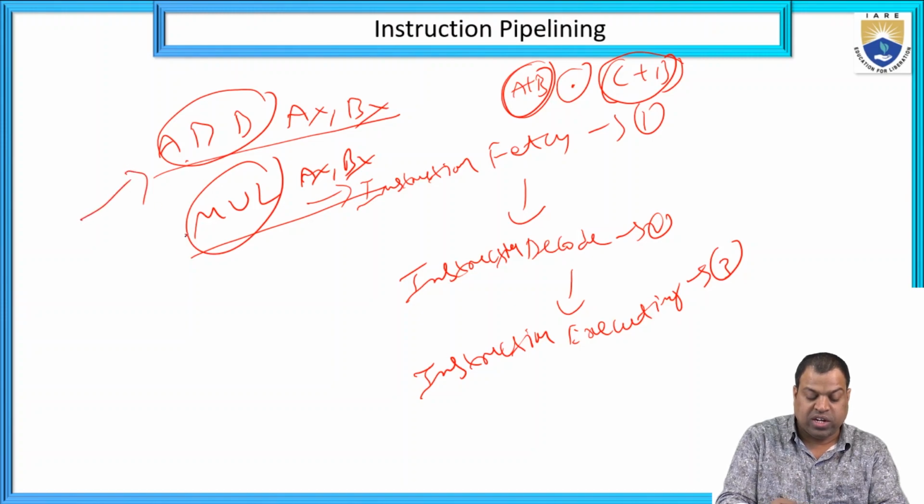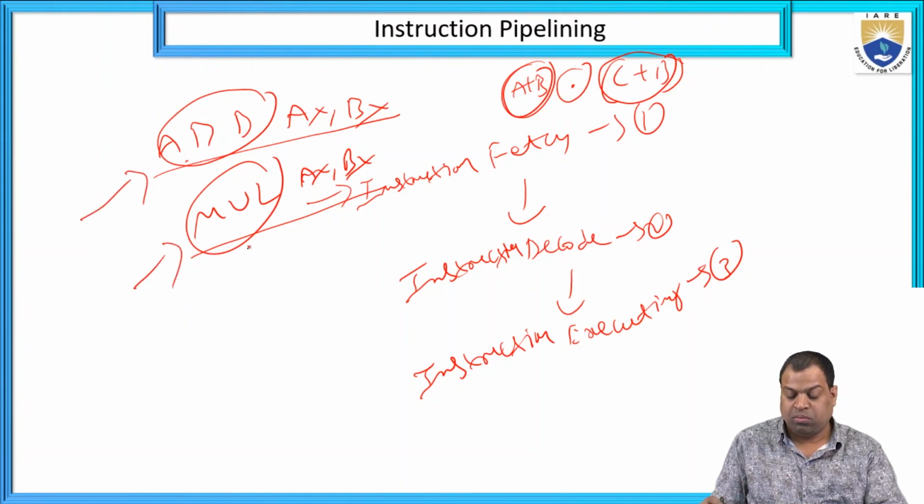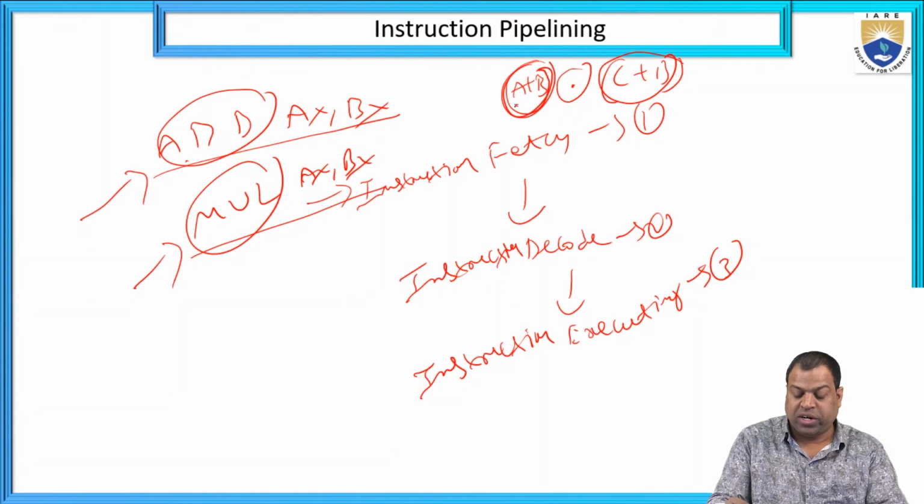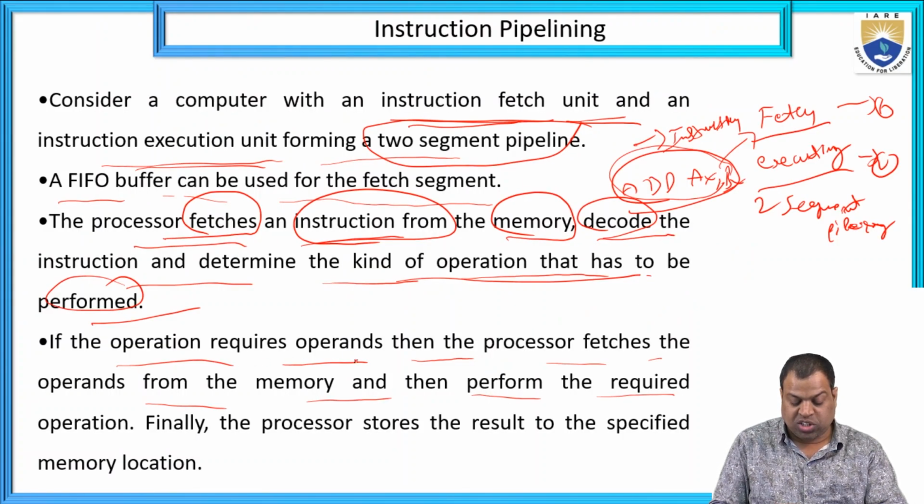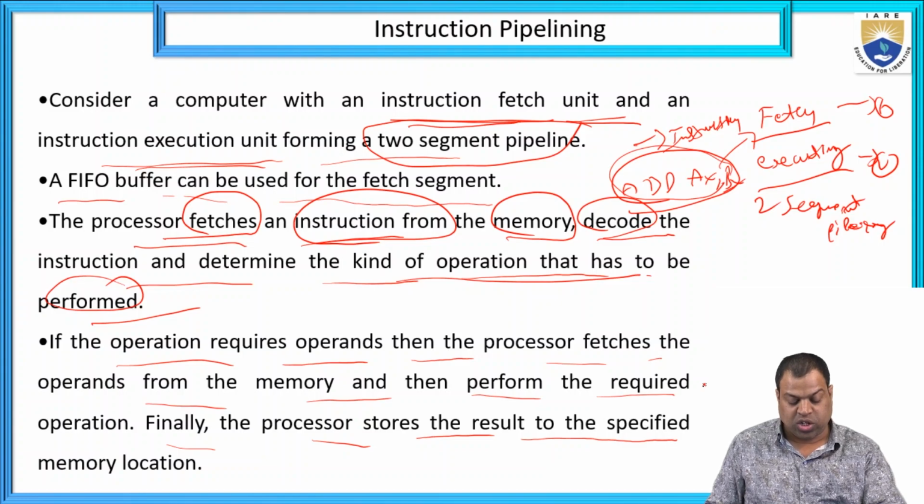What is the operand here? Add. What is the operand here? Mul. For a plus b, which operation do I need? Addition. For c plus d? Addition, add. After completion of the results, I need multiplication, which means mul. So if the operation requires operands, the processor fetches the operands from the memory and then performs the required operation. Finally, the processor stores the result to the specified memory location.